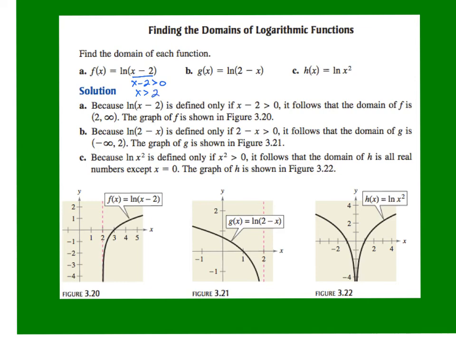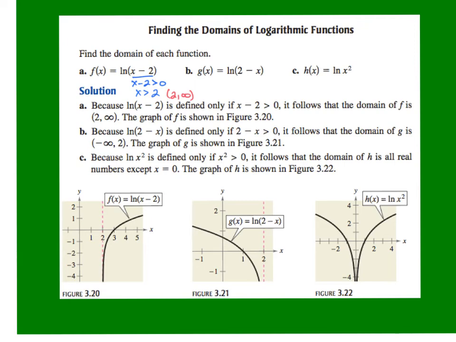X is greater than 2. Which means my domain is what? Where does it start? My domain starts at 2, and then it goes to infinity. X is greater than 2 is the same thing as saying 2 to infinity. Now, what really did it do?